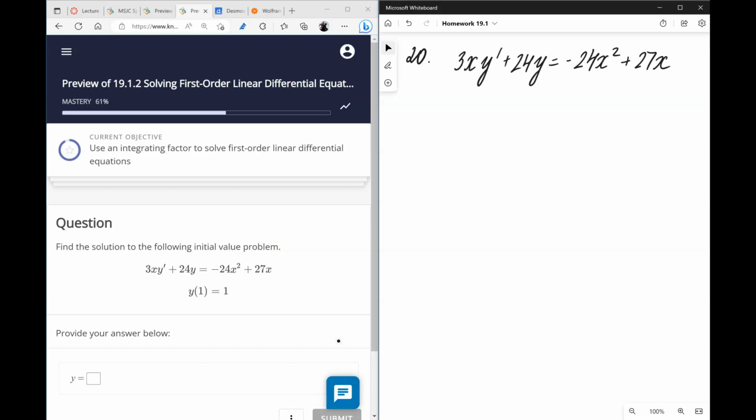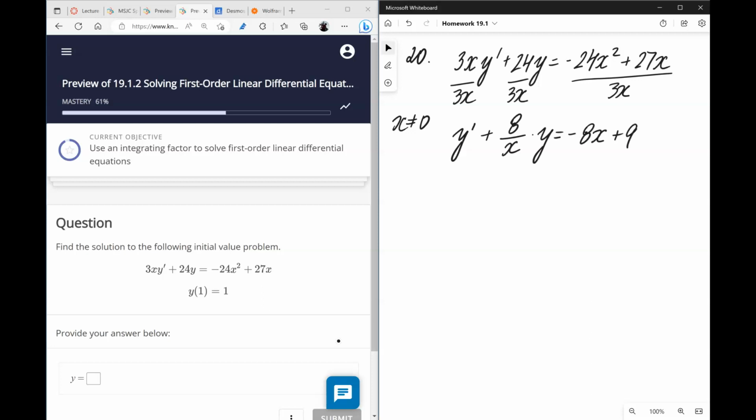So divide everything by 3x. We get y prime, of course, that's assuming that x is not equal to 0. We get y prime plus 8 over x times y equals negative 8x plus 9. The integrating factor will be e to the power integral of 8 over x dx, so it will be e to the power 8 ln x. C is 0, so it's going to be just x to the power 8.